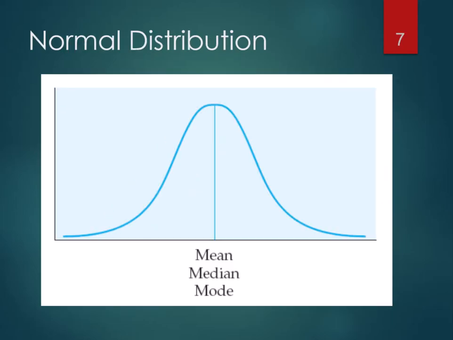This is what a normal distribution looks like. Notice it is symmetrical, and the mean, median, and mode all line up together.